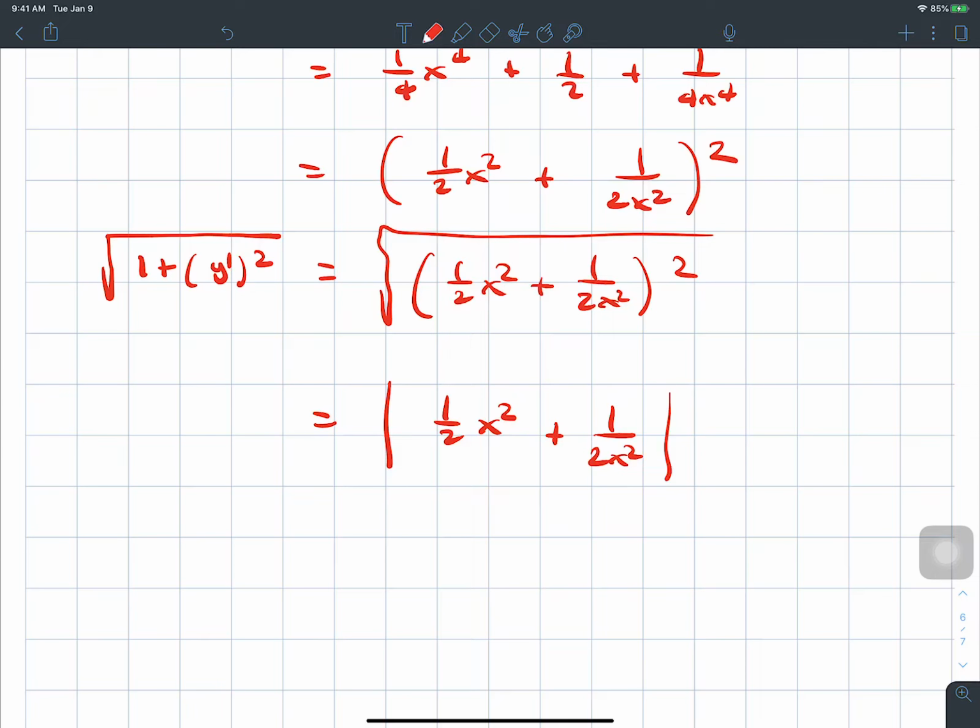And since we're looking at the interval from 1/2 to 1, this term is always positive. So we get to remove the absolute value sign. So ladies and gentlemen, this is really all the algebra you have to do with this particular question.